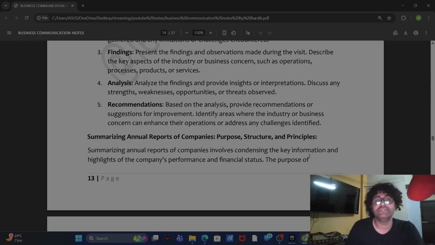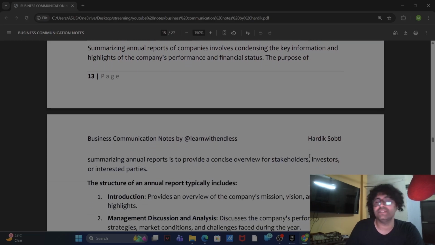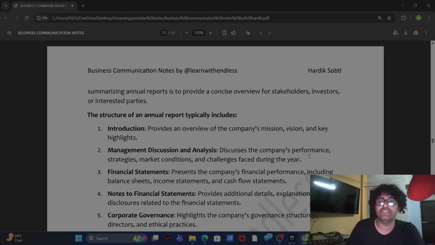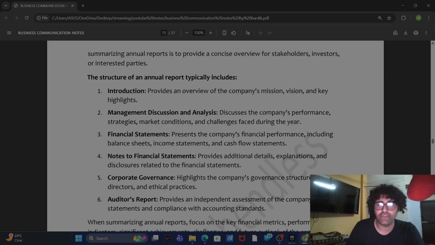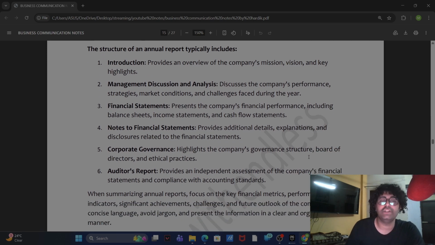Next topic, summarizing annual reports of business companies: its purpose, structure, and principles. Summarizing annual reports of companies involves considering the key information and highlights of the company's performance and financial status. The purpose of summarizing annual reports is to provide a concise overview for stakeholders, investors, or interested parties. The structure of an annual report typically includes introduction, management discussion and analysis, financial statements, notes to financial statements, corporate governance, and auditor's report.